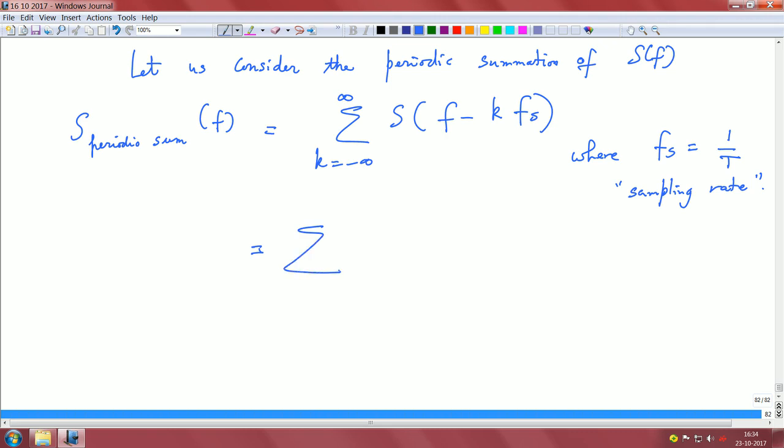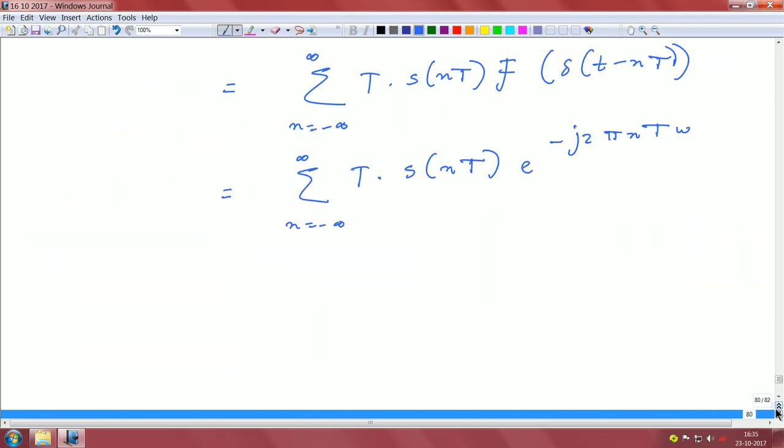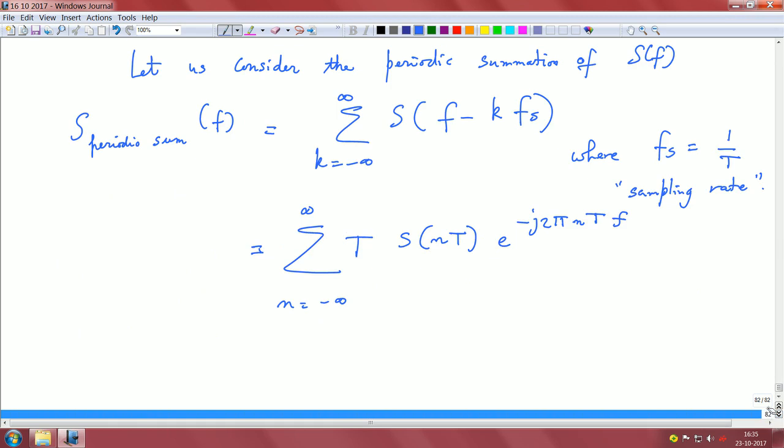Now this is written in the form sum over n equals minus infinity to plus infinity of T times s of n times T, e power minus j 2 pi n times capital T times f. We saw this in the last step when we derived it, right. We started off with a periodic sum, and then we interpreted how we can write it in this form, right. If you just go 2 slides back, this is exactly the formula, right. So we write it in this form.